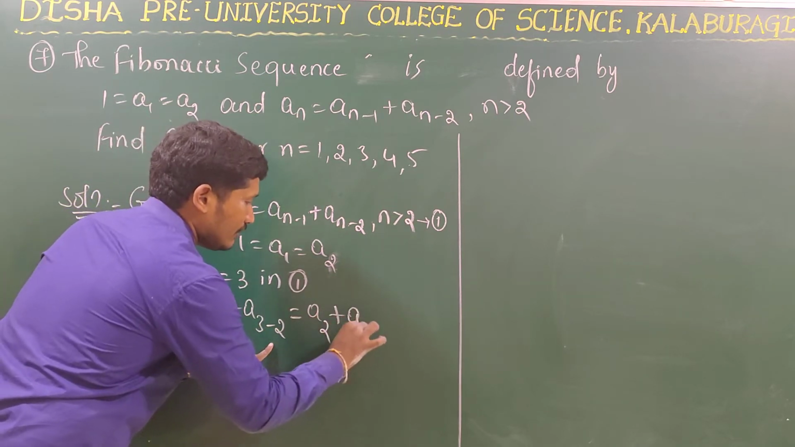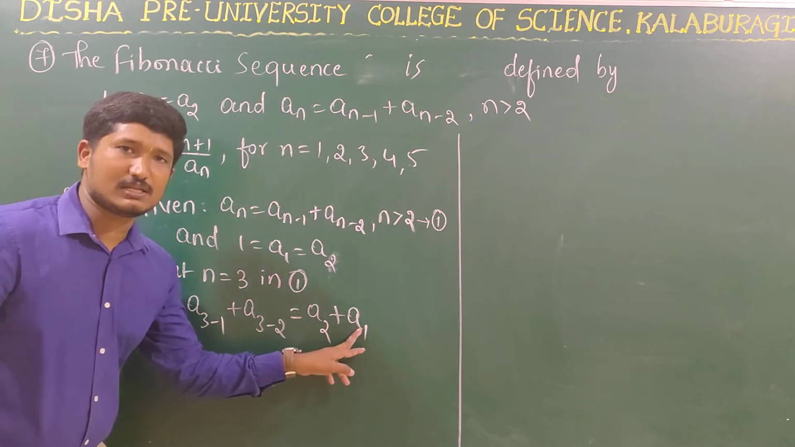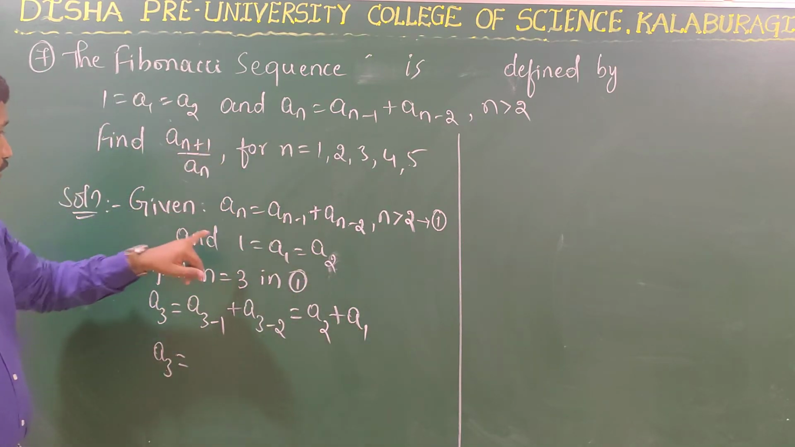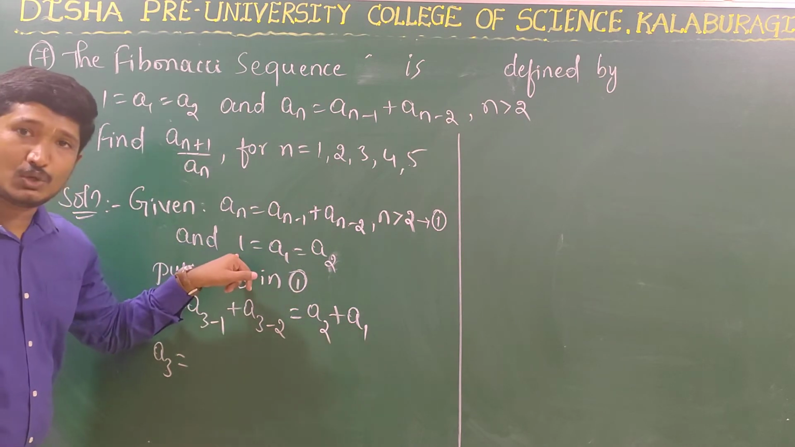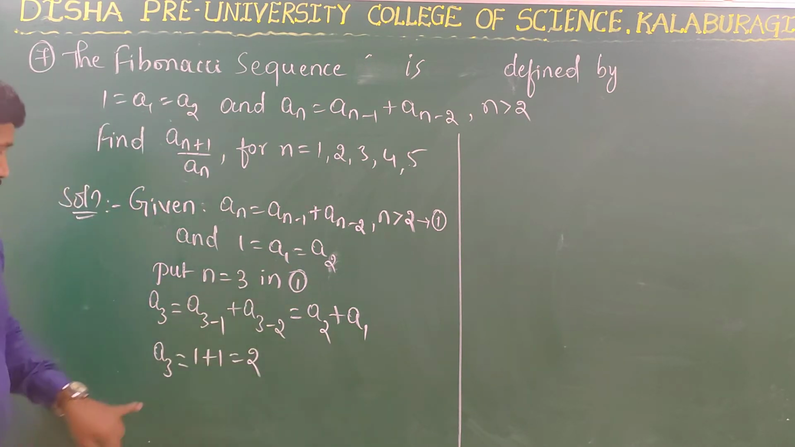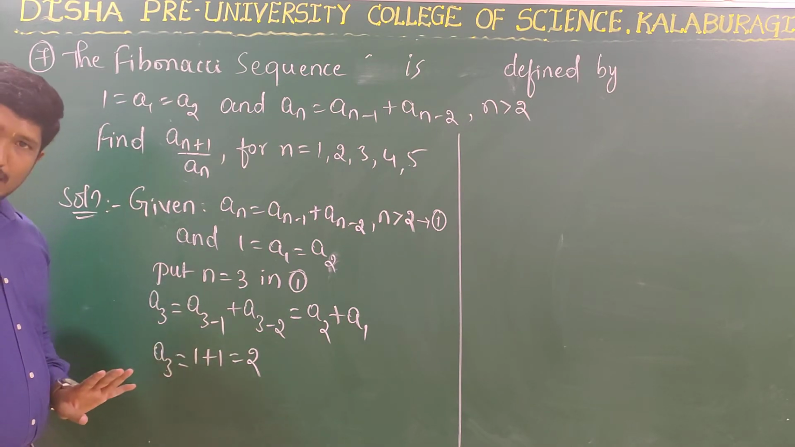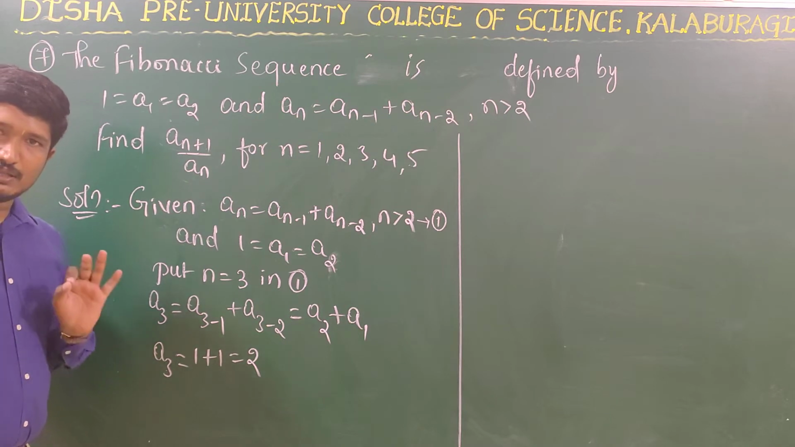1 plus A1. So A3 is equal to A2 plus A1. What are A1 and A2 equal to? A1 and A2 are equal to 1. So 1 plus 1 is equal to 2. So A3 is equal to 2. Right? Do you understand the point?